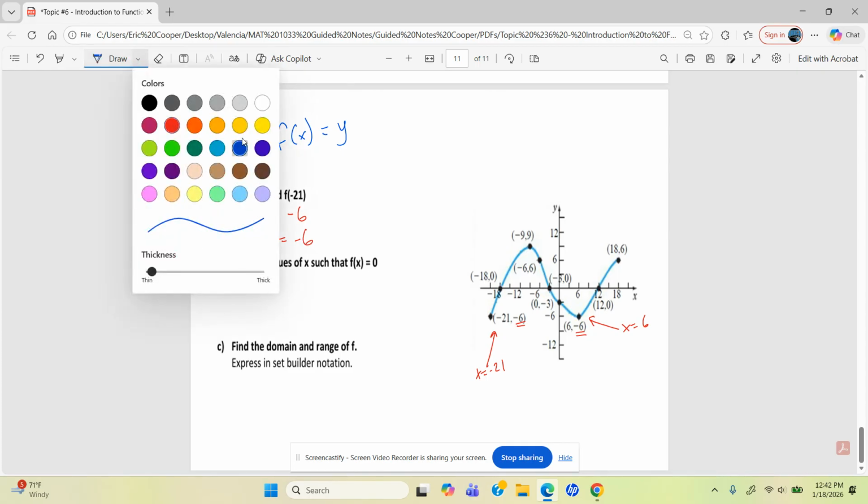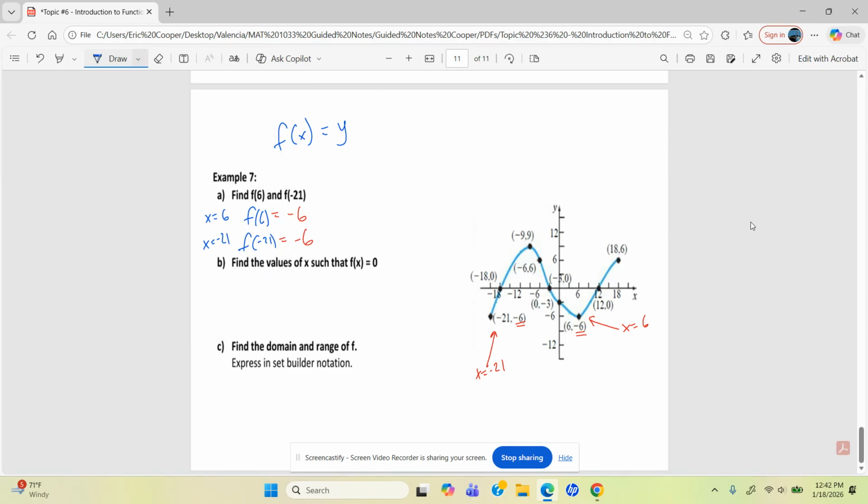Let's try one more just so we make sure we get the hang of it. What if I wanted f of negative 9? So again, it's actually asking if you're at x equals negative 9, what's the y value? So I look here, and I take its y value, f of negative 9 equals 9.